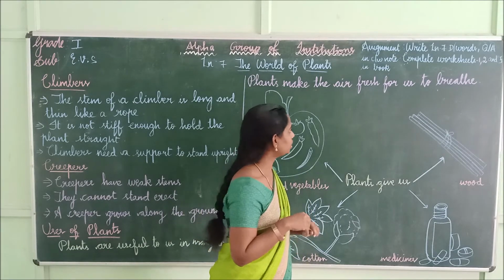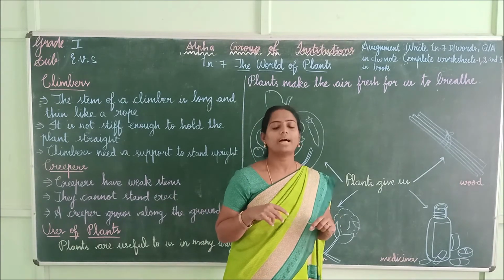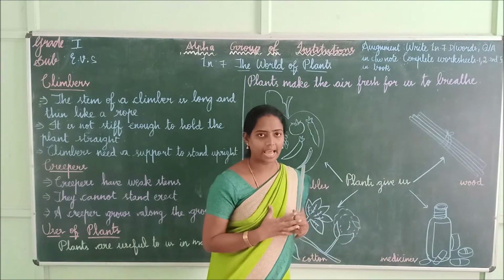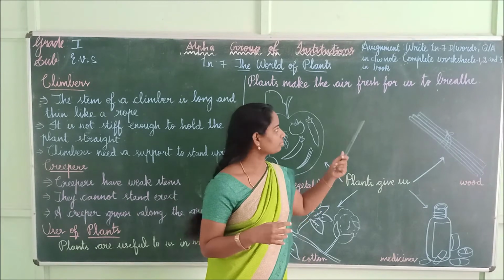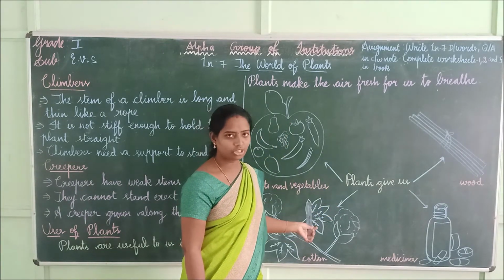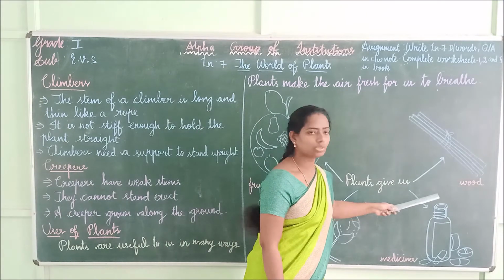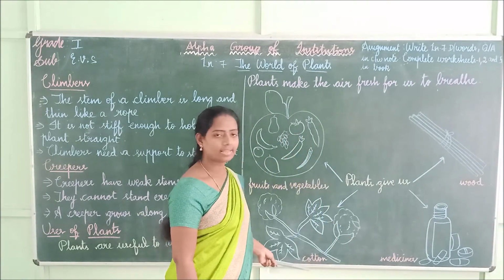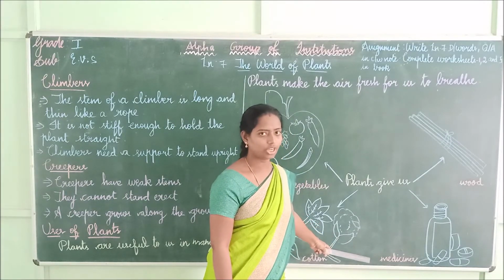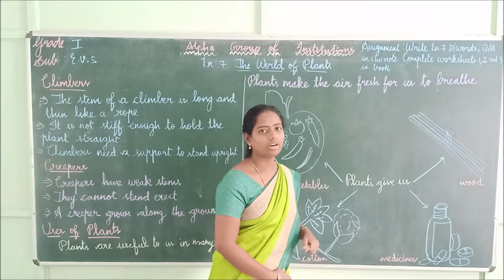So children, what are the uses of plants? They said here, plants are useful for us in many ways. Plants make the air fresh for us to breathe. Plants give us fruits and vegetables. Plants give us wood. Plants give us cotton. Plants give us medicine. Okay, children, this is the end of our chapter.